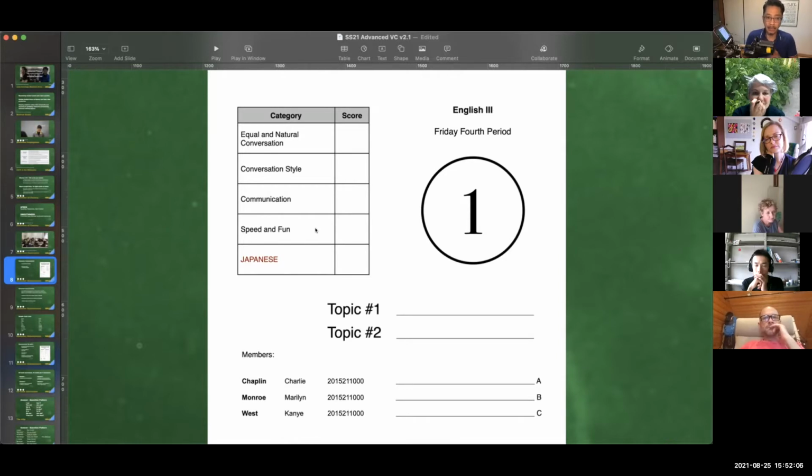And then the last category, speed and fun. Are you having fun? Because I can tell when you're not really having fun. And are you speaking quickly? There is nothing on this sheet that asks for high vocabulary or quality grammar, not in the first semester assessment.